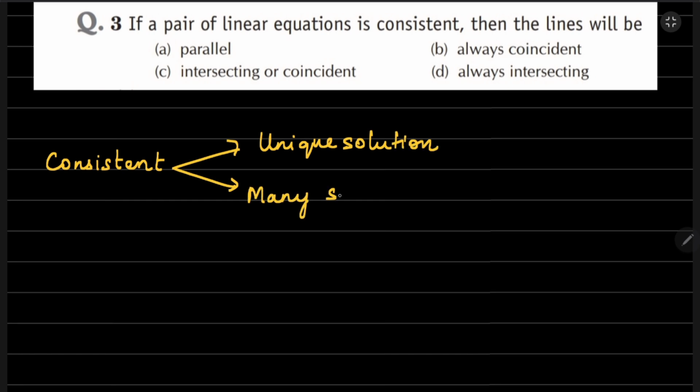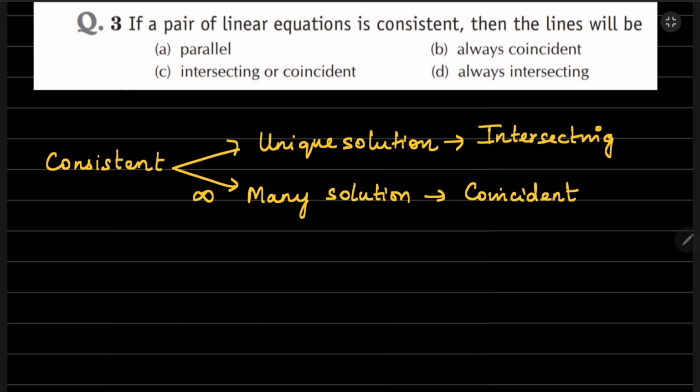Whenever a system of equations has one solution or many solutions, then the system is said to be consistent. So for unique solutions, how will the graph be? The lines will intersect at a point. So it will be intersecting lines. And when it has infinitely many solutions, in that case, the lines will be coincident.